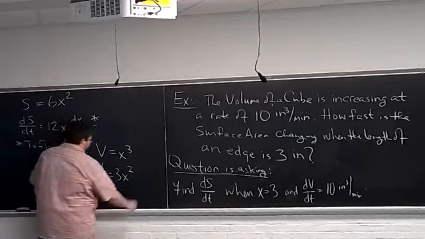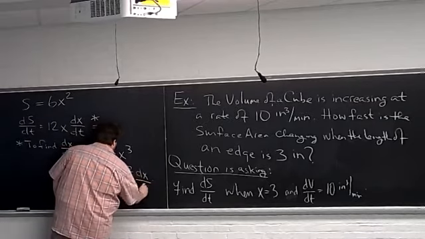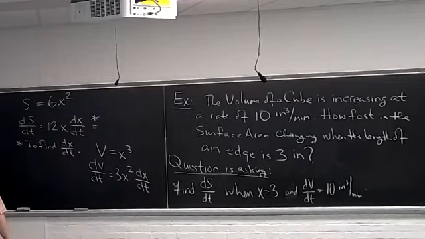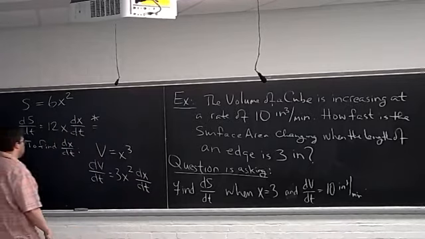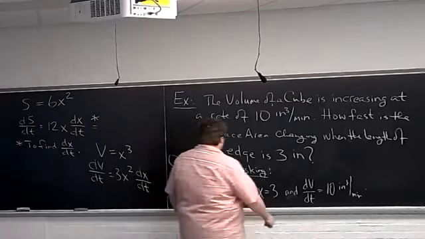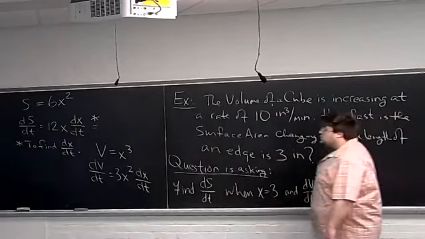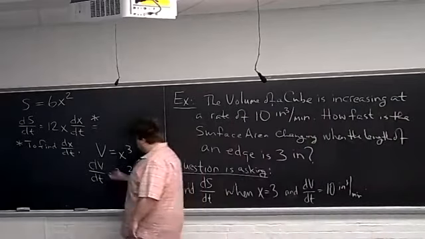You get a 3x squared. This is a function of time. So a dx/dt will show up, and look, there's dx/dt. So now we just need to solve for dx/dt, substituting x equals 3, dV/dt equals 10.